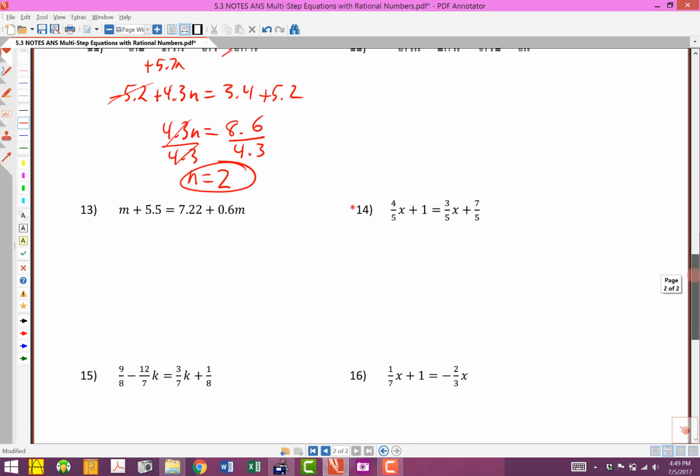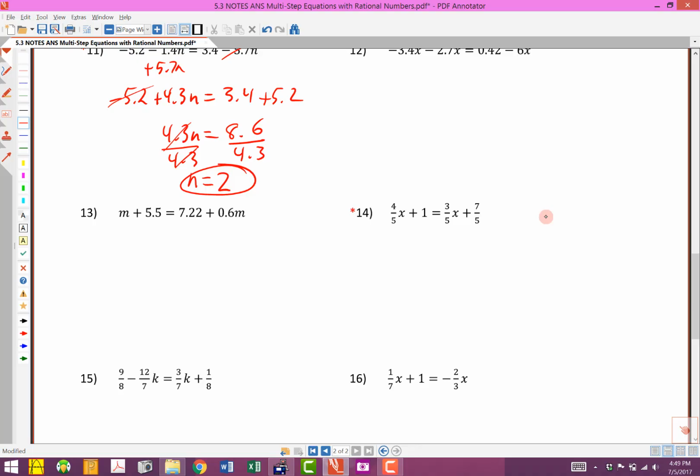And then we'll take a look at number 14, and that's going to be the last one for this particular worksheet. So on this one right here, again, we need to get the variable on the same side. So here's what I'm going to do on this one. We've got 4/5 and we've got 3/5. We want to move the smallest one, so that's going to be this one.